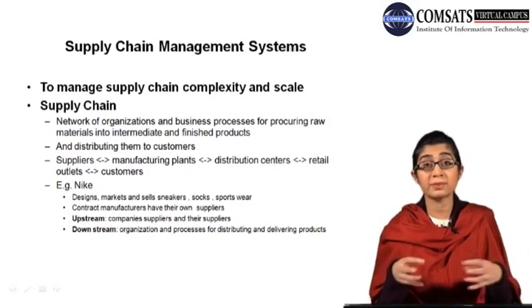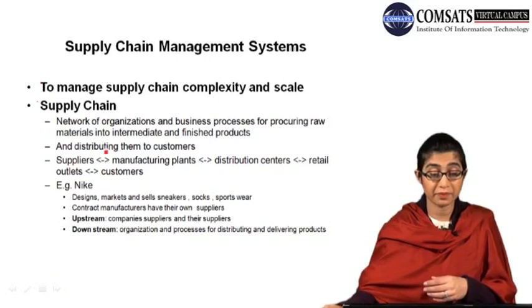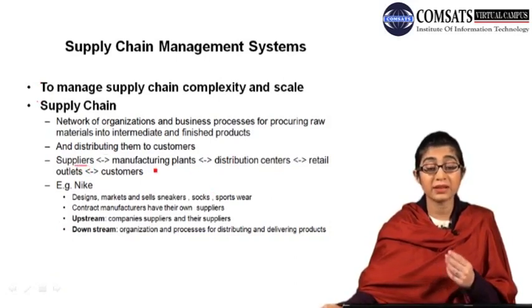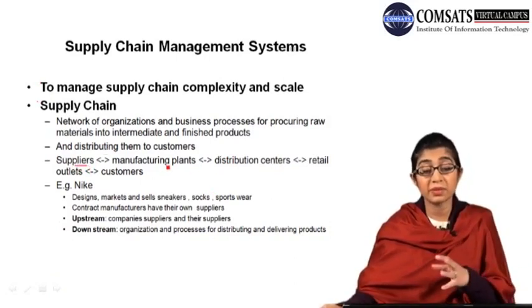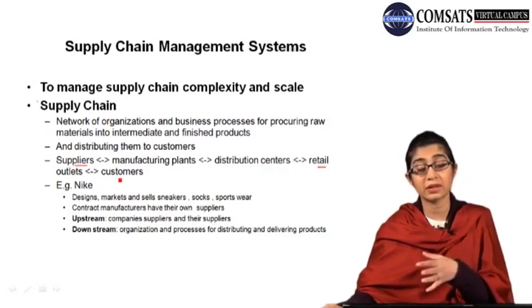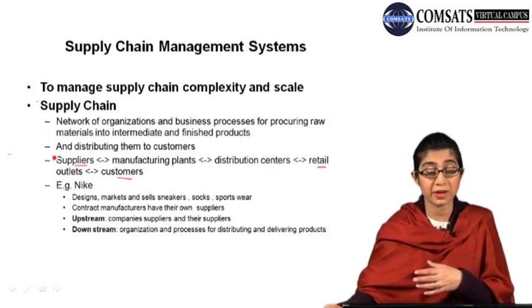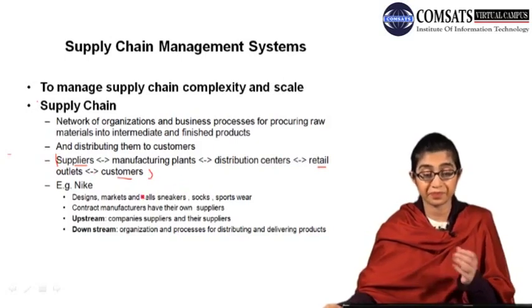So basically your supply chain here, as you can see, is linking the suppliers. It's linking the manufacturing plants that are basically manufacturing the products. Then it's linking the distribution centers. These distribution centers are further linked with the retail outlets, and finally the customers. So basically your supply chain is linking all these entities together.